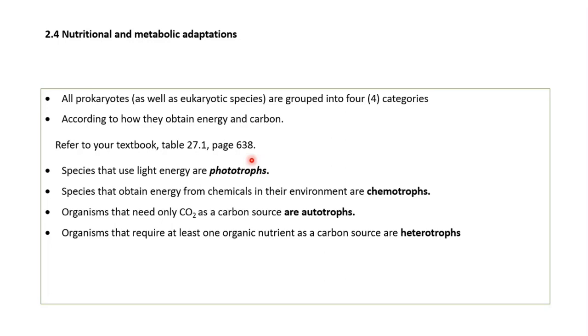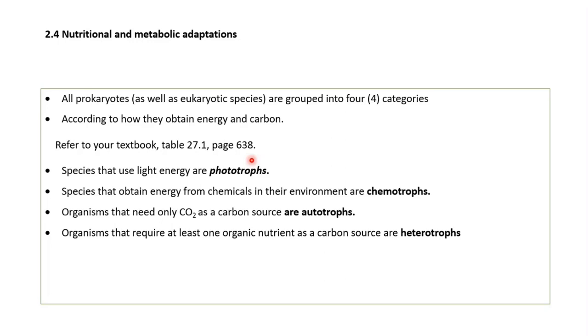So these are the four categories of prokaryotes. Some obtain their energy from light, others from chemicals in their environment. Some use carbon dioxide as their source of carbon, and others require at least one organic nutrient as their source of carbon.